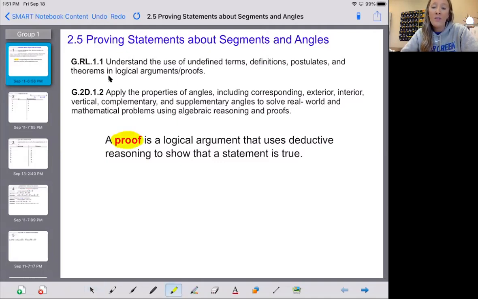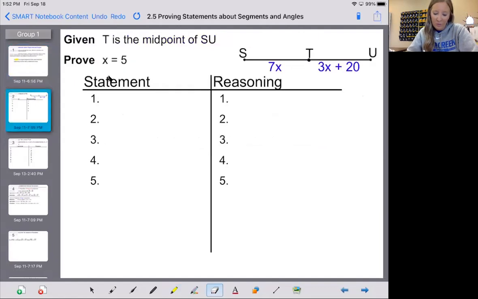A proof is a logical argument, and it uses deductive reasoning to show that a statement is true. Remember, deductive reasoning was when we have conclusions based on facts or definitions, theorems, postulates, etc. So we're going to be using the theorems we've learned in the past to prove that something is true. So let's get started on our very first proof.